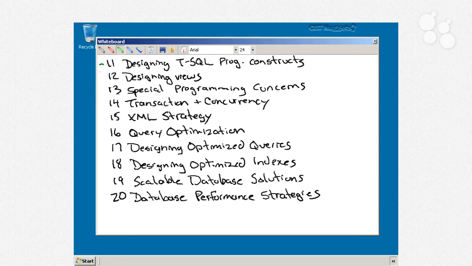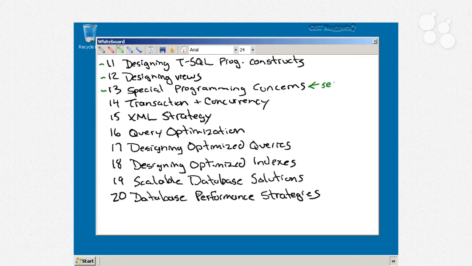Once we've done that, we can start talking about designing T-SQL programming constructs. That's where we'll get a little bit more specific about stored procedures and user-defined functions and so forth. Now, designing common language runtime constructs is outside of the scope of what this series of nuggets is going to cover. We're just going to stick with what's right in the T-SQL language. After that, we'll talk about designing views and then move on to some special programming concerns.